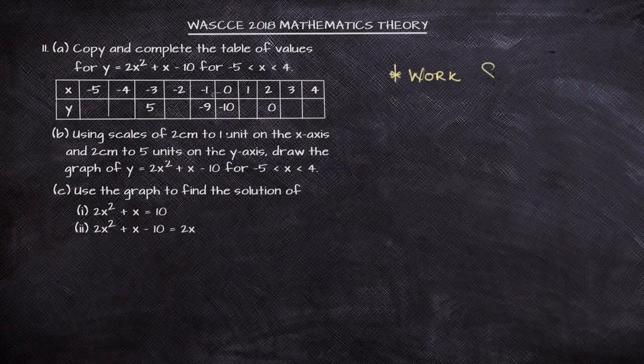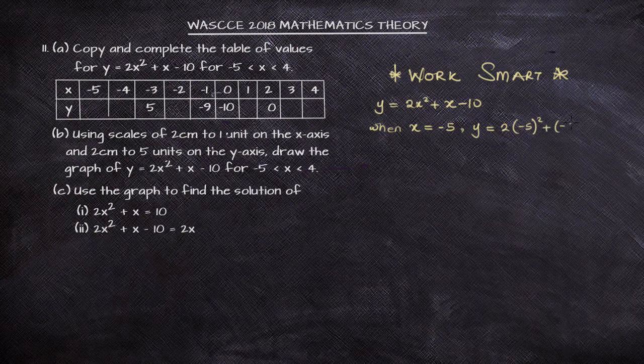Now what I will advocate for is that you need to work smartly. You don't need to stress yourself, giving yourself a whole lot of headache, like substituting each value of x, like when x is minus 5, then y will be 2 into minus 5 squared plus minus 5 minus 10, and then you expand that bracket, and after expanding the bracket, you go on to the next value.